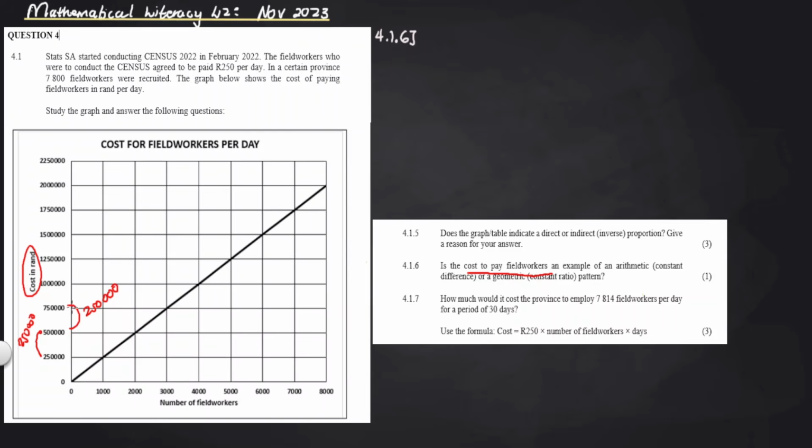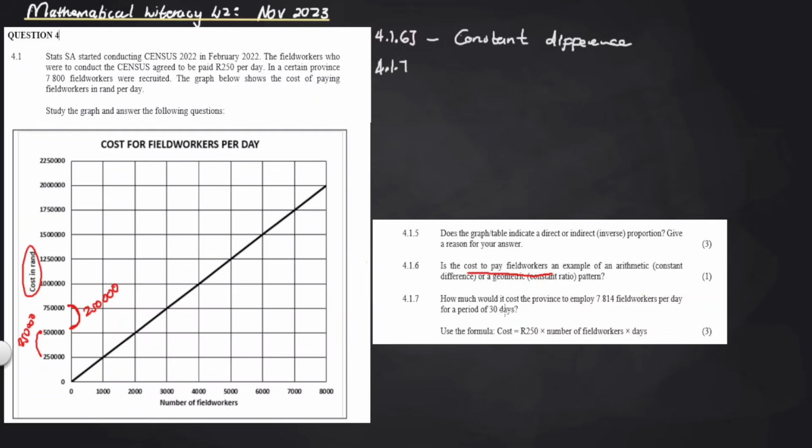Now, I'm going to stop here because I've identified the pattern. It is an arithmetic or constant difference. When I subtract, I'm getting a constant value, which is 250,000. So the answer here should be constant difference. Then 4.1.7.